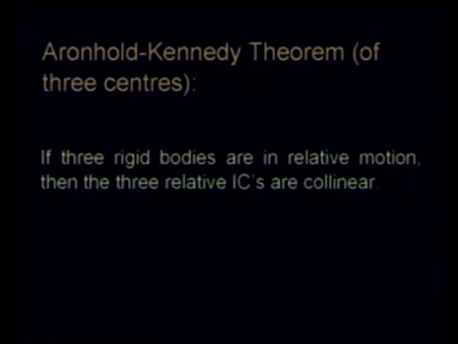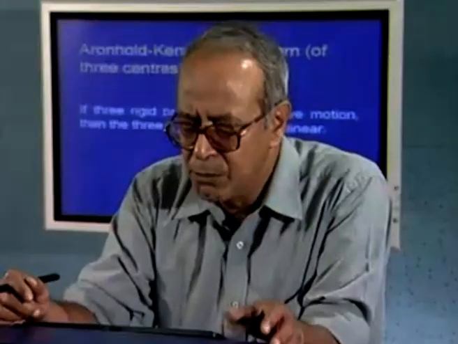If 3 rigid bodies are in relative motion, we are talking now about 3 rigid bodies which are in relative motion, but they may not be interconnected. With 3 bodies we have 3 relative ICs, because 3C2, that is 3 into 3 minus 1 divided by 2, gives you 3. So, for 3 rigid bodies in relative motion, there are 3 relative ICs. The Aronhold-Kennedy theorem says that these 3 relative ICs must lie on a line, that is, the 3 relative ICs are collinear. We shall prove the Aronhold-Kennedy theorem by contradiction.